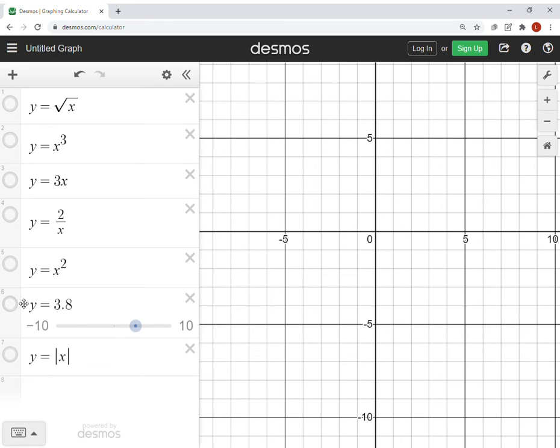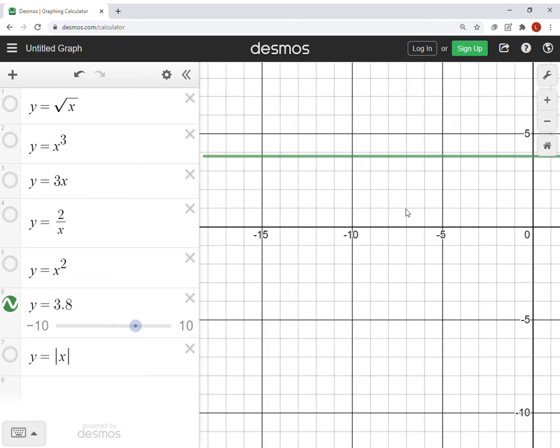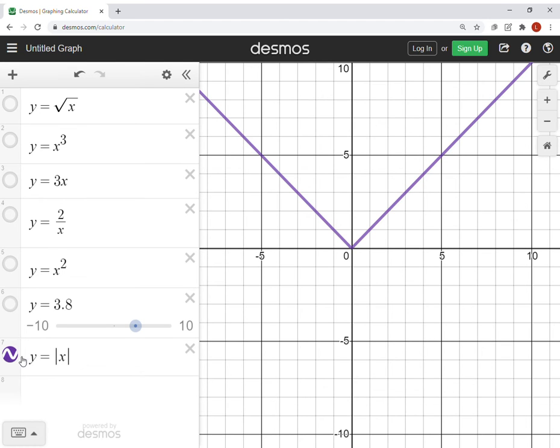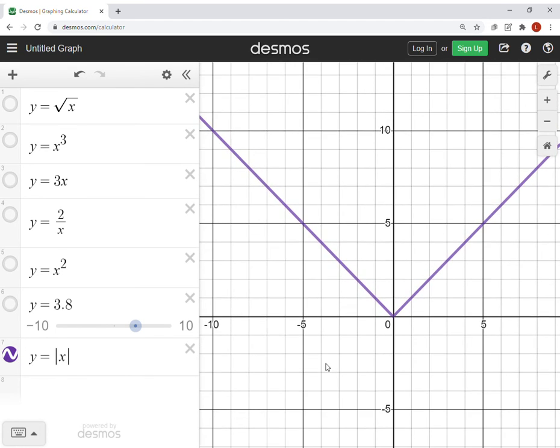We have y equals 3.8. Now that is a straight line. It's horizontal, but it looks to me like it's a straight line as far as we can see, and it's true. That is a straight line. Finally, we have y equals the absolute value of x. And that too, not quite straight.